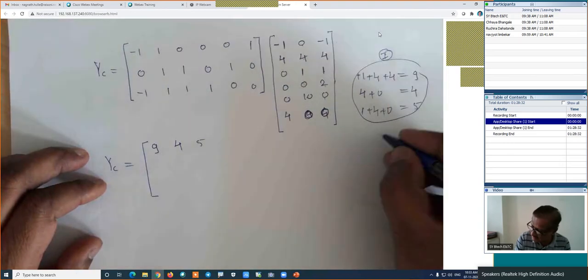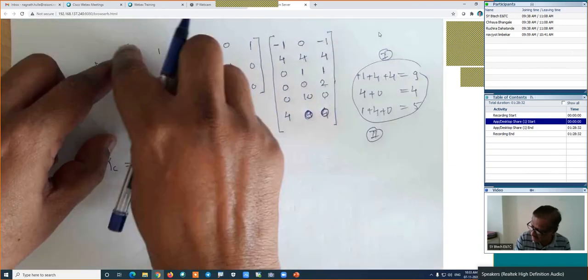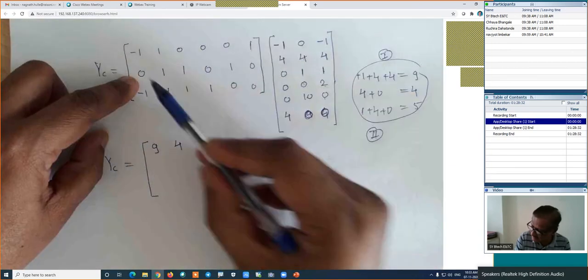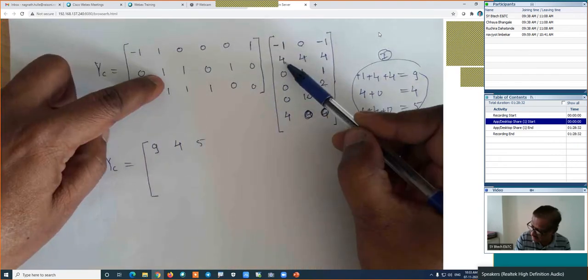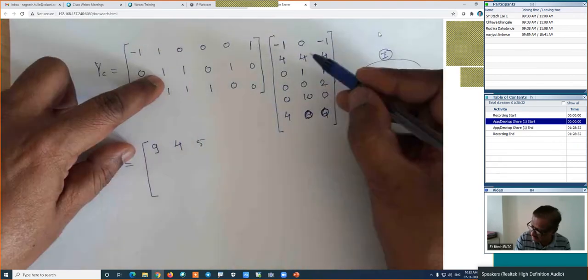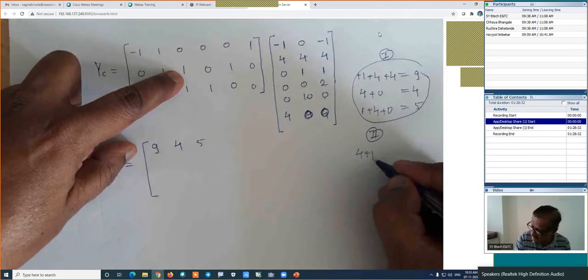Now I will take the second row. For the second row, how is the calculation? This second row and first column. This 0 and -1 will be 0. This is 1 into 4 will be 4. This is 4. This is 1 into 4 will be 4. This 1 into 1 will be 1. That is +1. Is it right?